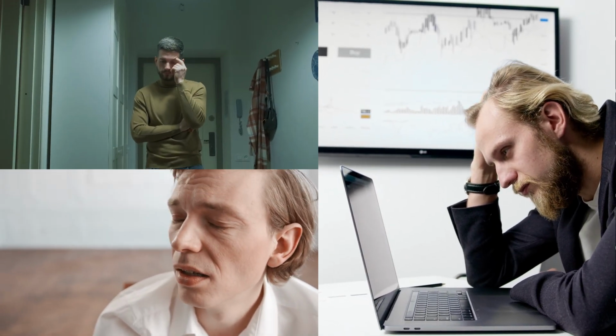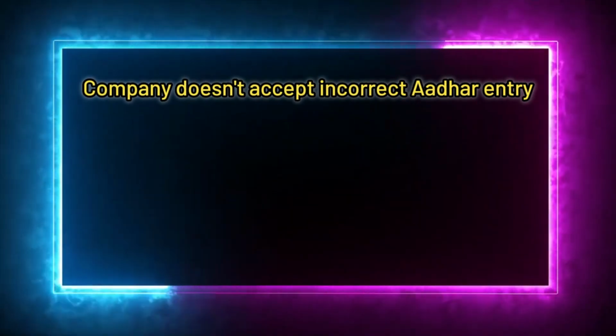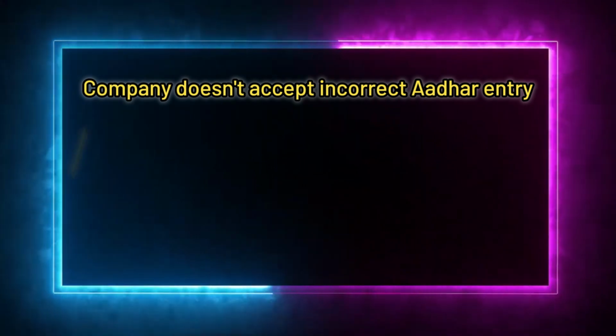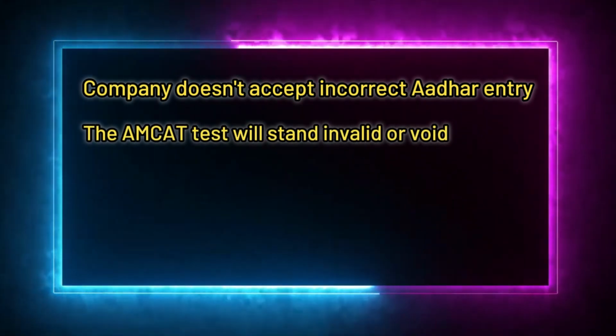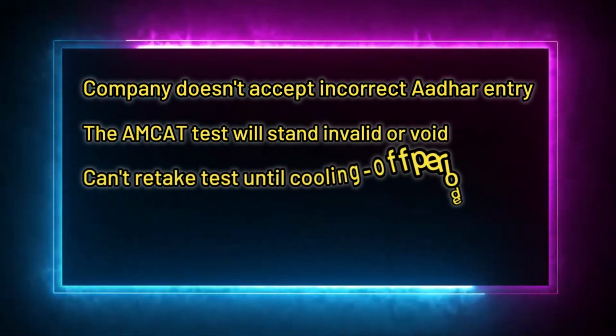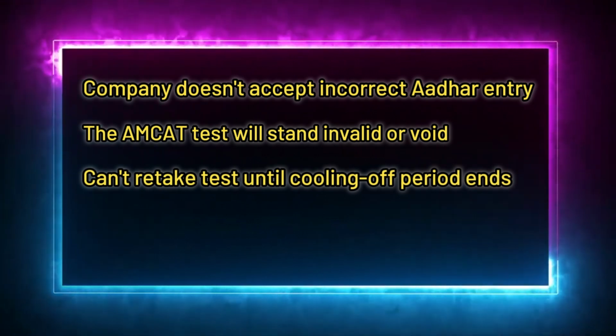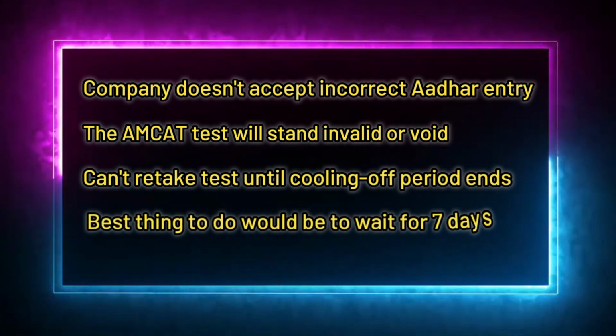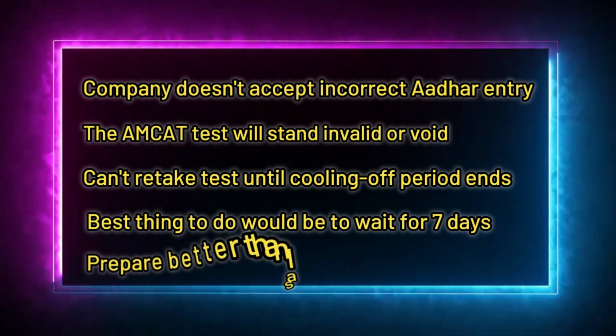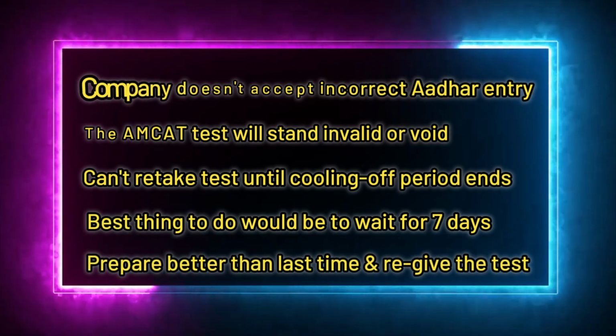You can't even claim that you made a mistake and entered a wrong Aadhaar card number twice, because they simply do not entertain such human errors at all. In such cases, the company ends the matter right there stating that they do not accept incorrect Aadhaar card entry. Hence, the MCAT test stands invalid. So in a nutshell, you can't retake the test until your cooling off period ends. The best thing to do would be to wait for 7 days, prepare yourself better than last time, and then give the MCAT test again.